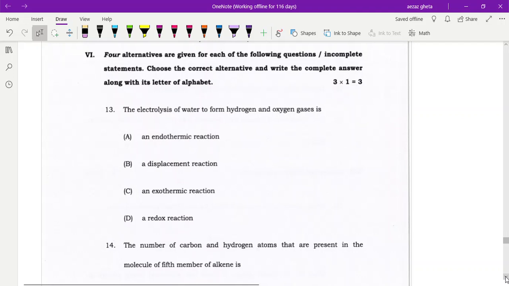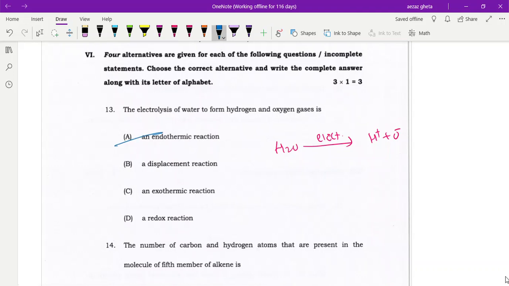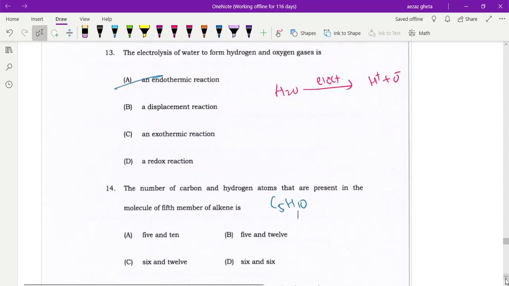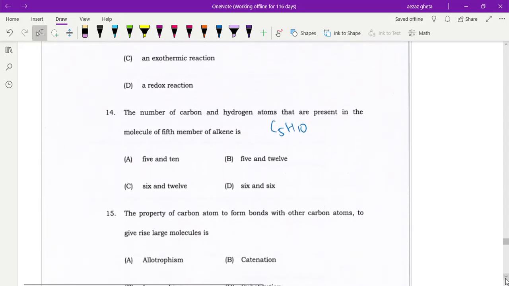Electrolysis of water forms hydrogen and oxygen gases. Electrolysis of water, H2O: if you pass electricity, then it gives hydrogen and oxygen gases. It is an endothermic reaction, because electricity supplies energy that is absorbed. Number of carbon and hydrogen atoms present in the molecule: the fifth alkene, C5H10. So how many carbon? 5 carbon, 10 hydrogen. That is pentene. So 5 carbon and 10 hydrogen, option A.